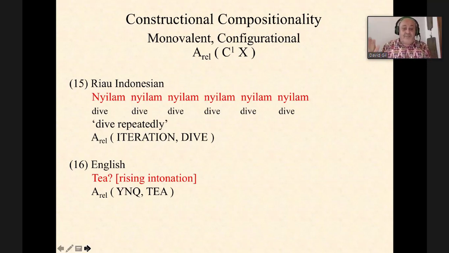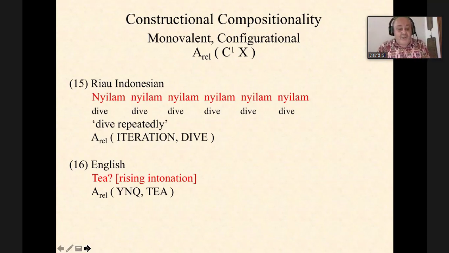It's so obvious, you can hardly imagine how it could be otherwise, but it could be otherwise. This could potentially mean dive once and collect lots and lots of different items on the seabed in an iterative way, but it can't mean that. It means that the diving is iterated. So what you have here is a semantically constrained relationship between iteration expressed by repetition and dive.